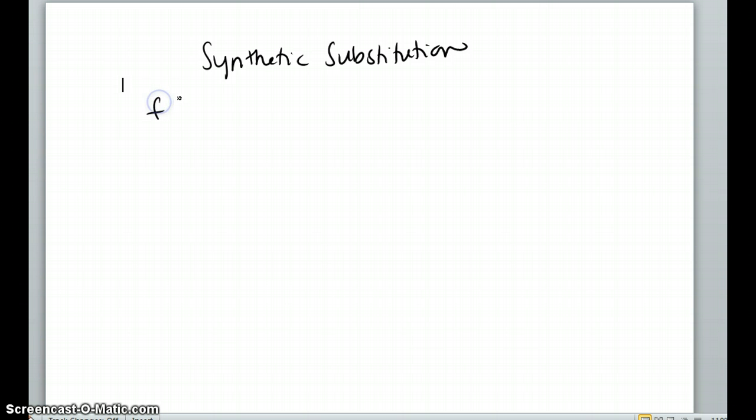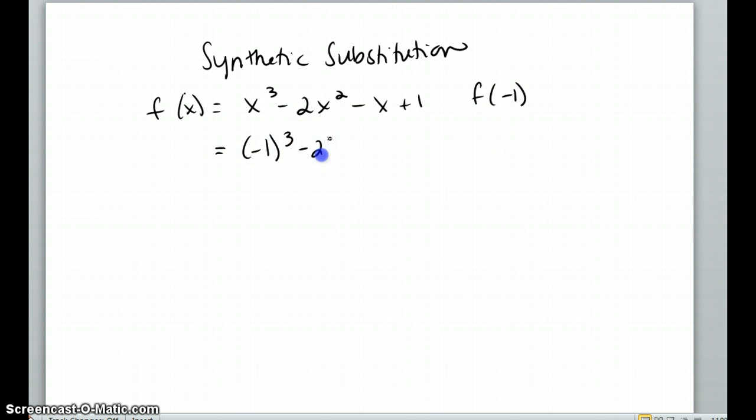So let's say we start with the function f of x equals x to the third minus 2x to the second minus x plus 1. I want you to evaluate f of -1, which means we're going to take -1 and substitute it into all the values. So (-1) to the third minus 2 times (-1) to the second minus (-1) plus 1. Make sure that you are using parentheses whenever you are substituting.